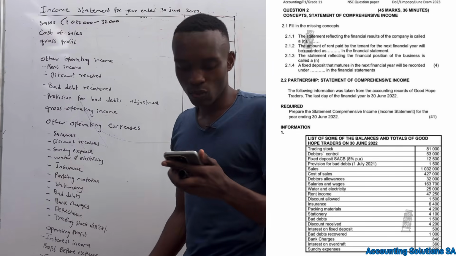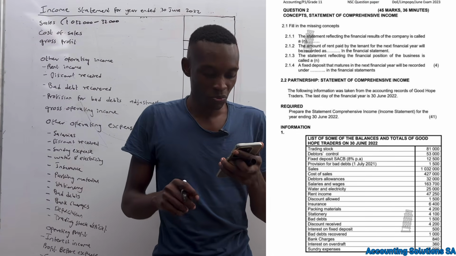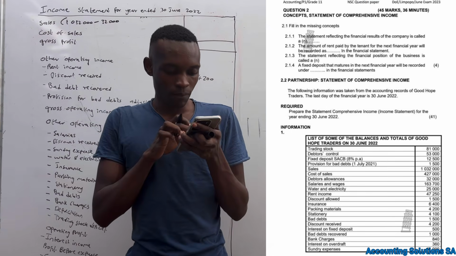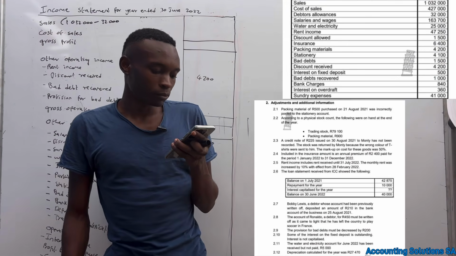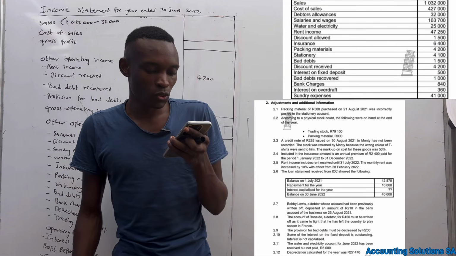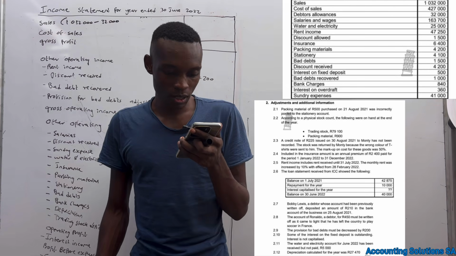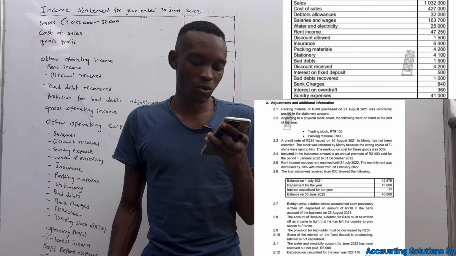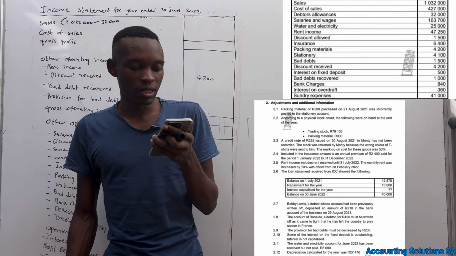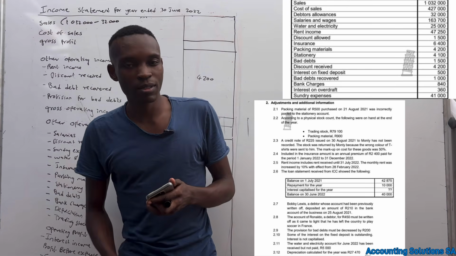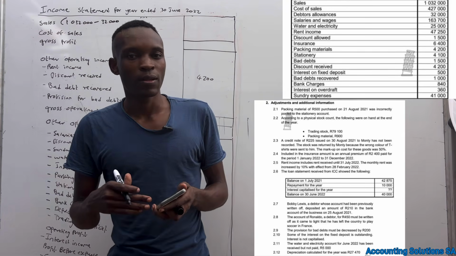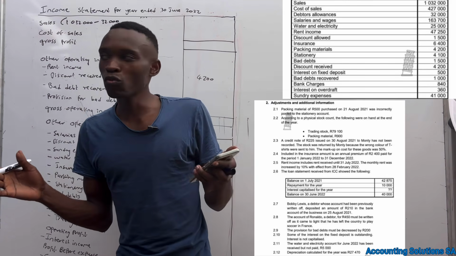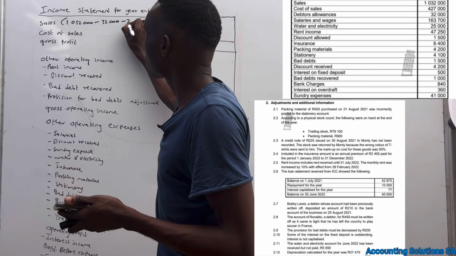Then after that we have to check the additional information. I'm just going to point out the additional information related to sales so that we can proceed quickly. Additional information number 2.3: a credit note of 225 issued on 30 August 2021 to Moti has not been recorded. The stock was returned by Moti because the wrong color t-shirt was sent to him. So this customer said we sent the wrong color of t-shirt, which is the reason the customer returned the goods, which means that it's no longer sales. That 225 is no longer sales. We have to subtract it.